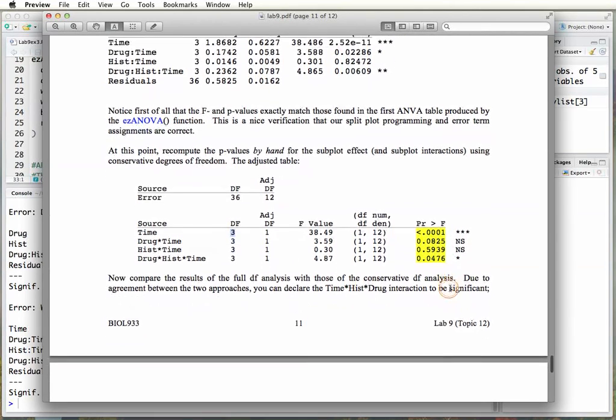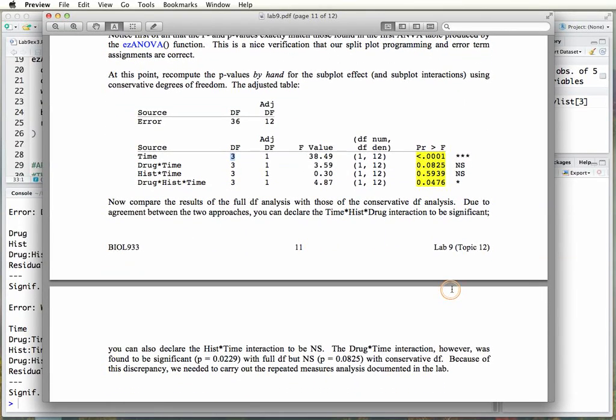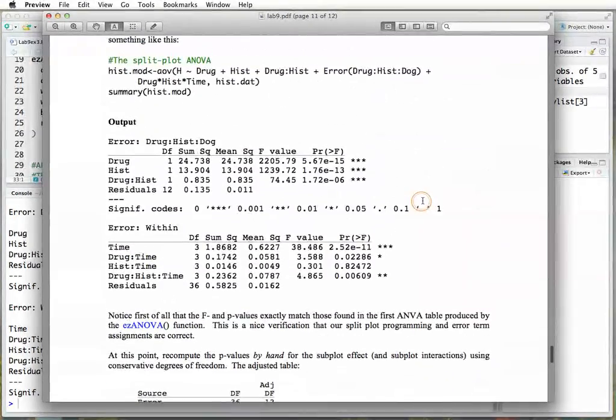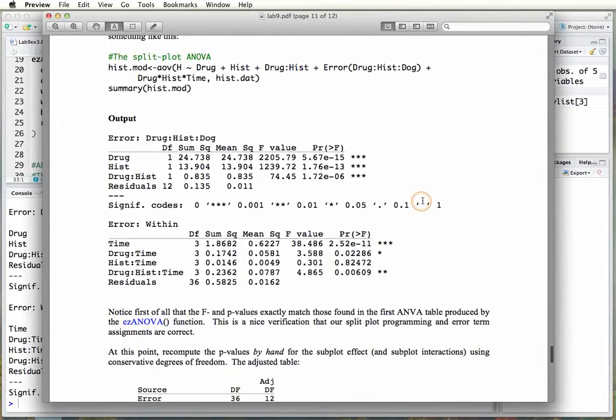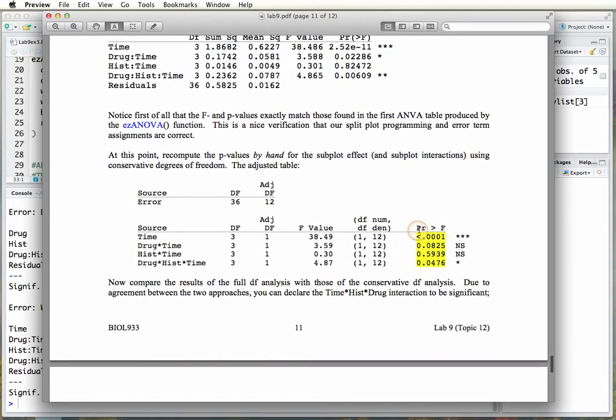And what I see is that I have agreement between the two approaches in terms of time being significant, but this drug times time, for example, here I'm calling it non-significant, whereas in the original analysis, let's look up here, drug times time was significant. So I have this lack of agreement between a full split plot analysis, a very liberal analysis, and a much more conservative analysis.